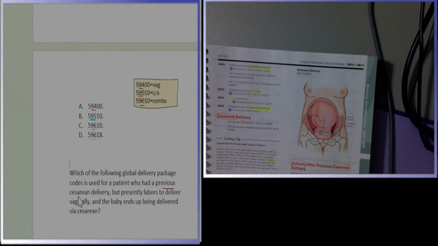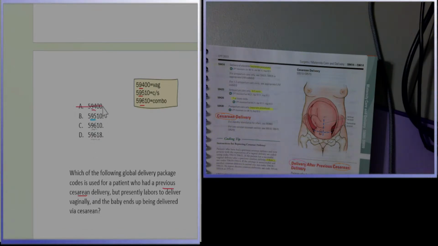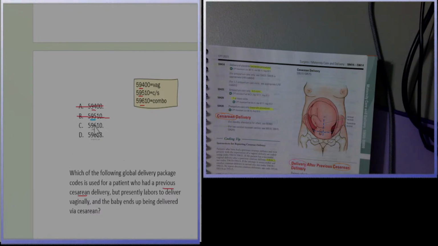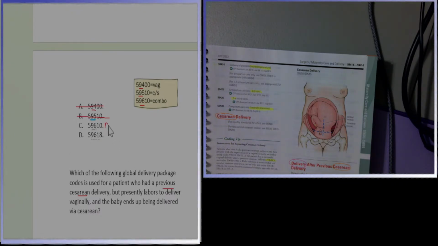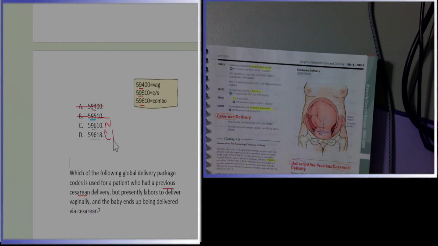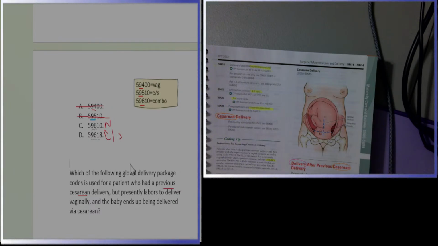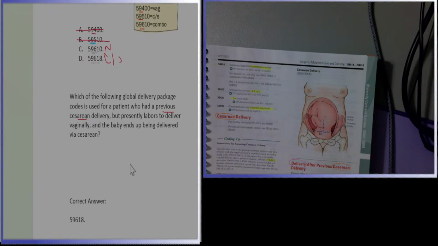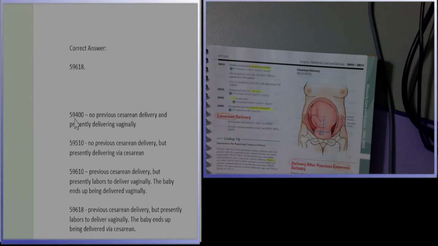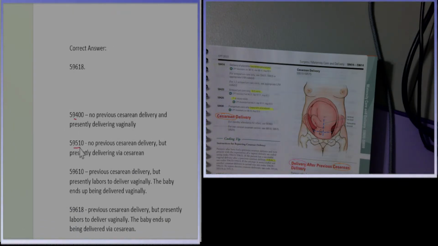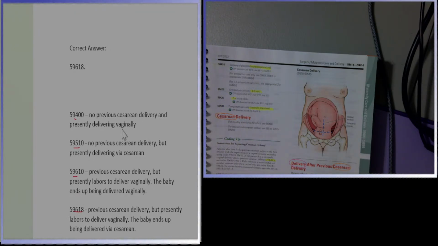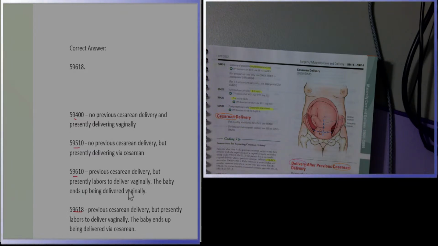Previous C-section gets rid of A and B, zippity zip zip. And I think this one is the natural birth after a C-section, and this is just a repeat C-section after a repeat C-section, right? Makes it so easy, guys, to do OB and delivery if you know about that second and third digit. Makes it so easy. You can really keep them straight. Yep.